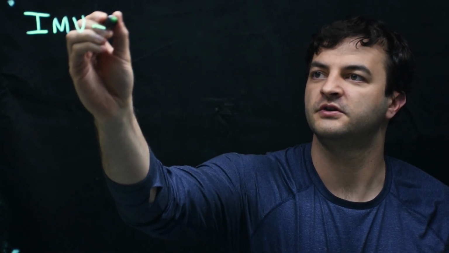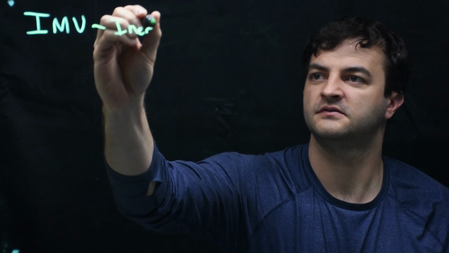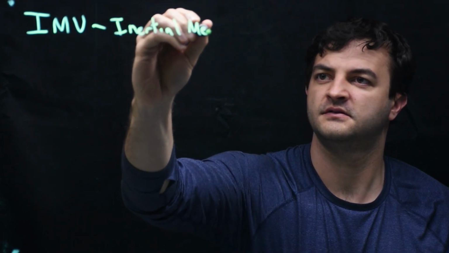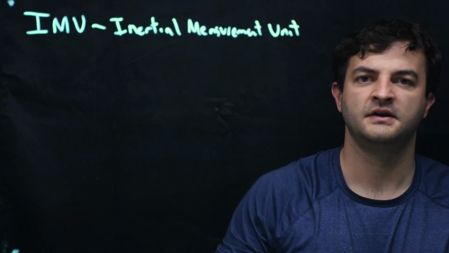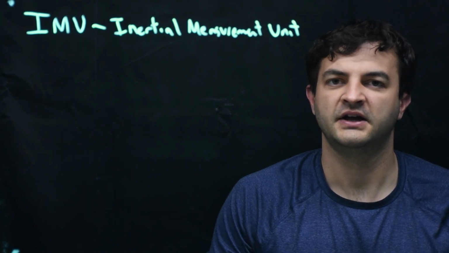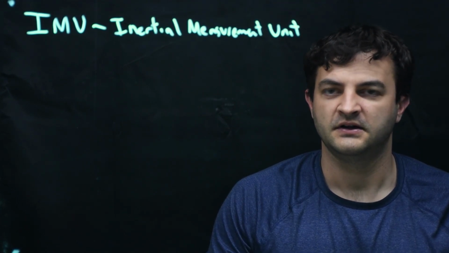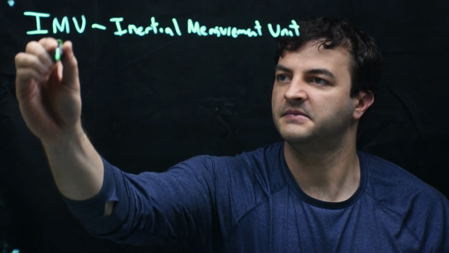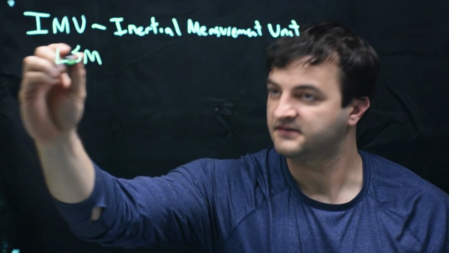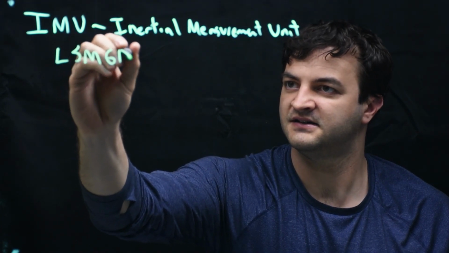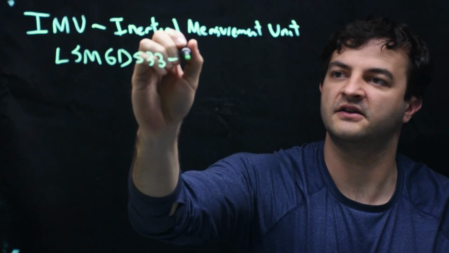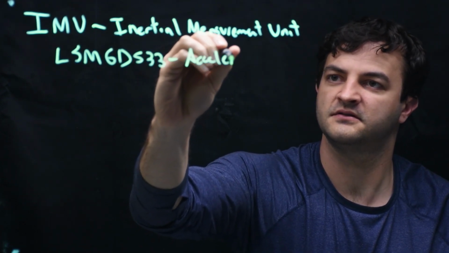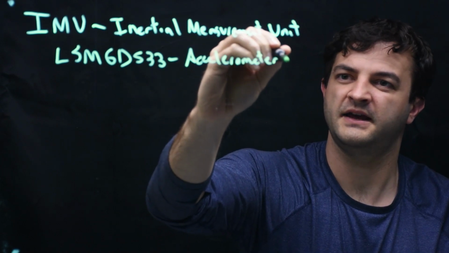In this video, we'll discuss how to use an IMU, an inertial measurement unit, which is something that you can use to measure how far something has moved. Now, we'll be using specifically the LSM6DS33, which is an accelerometer and gyroscope.